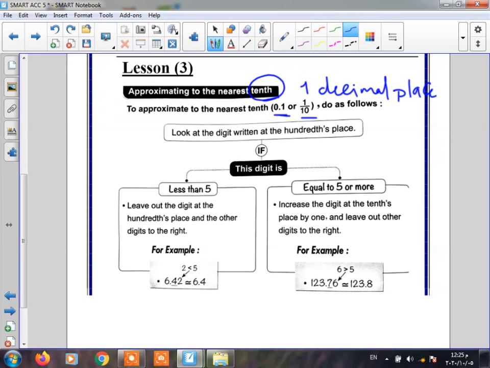If the number is smaller than 5, so it will not give 1, and we cancel the rest of the decimal. If this number is equal to 5 or more, so here I will give 1 and cancel the rest of the decimal. Okay, for example, for the first one, 6.42, here will be the tenth, the first place after the point at the right. 4.